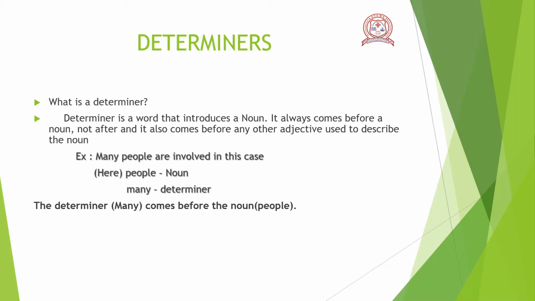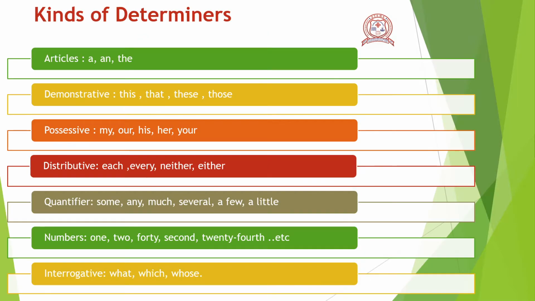Now let us see the example. Many people are involved in this case. Here, people is a noun. Many is a determiner. So where does the determiner come? It comes before the noun people. Many people are involved in this case.